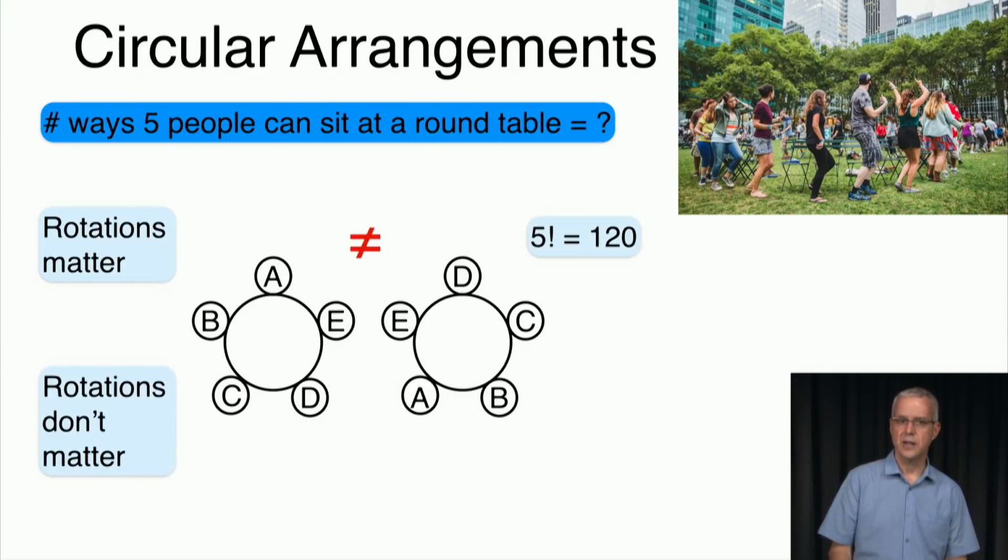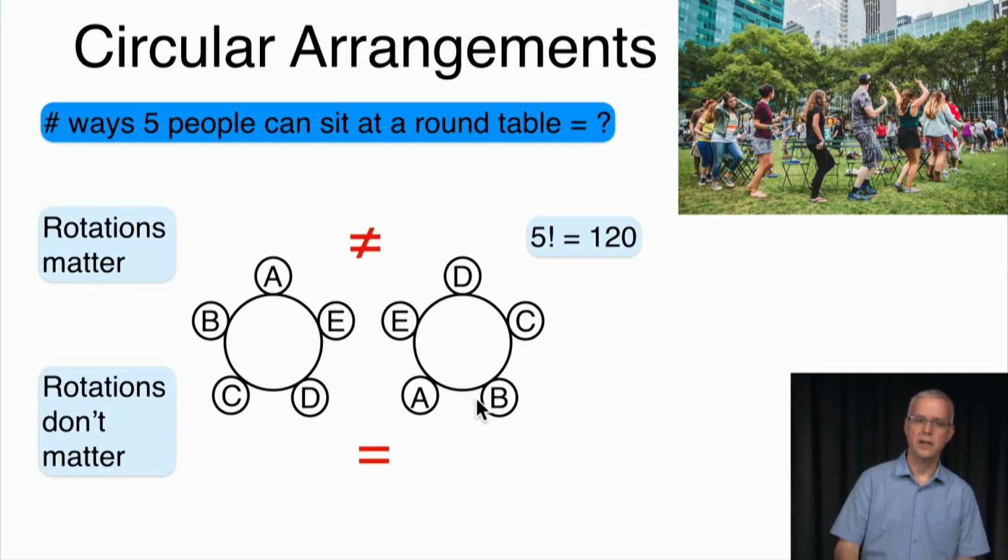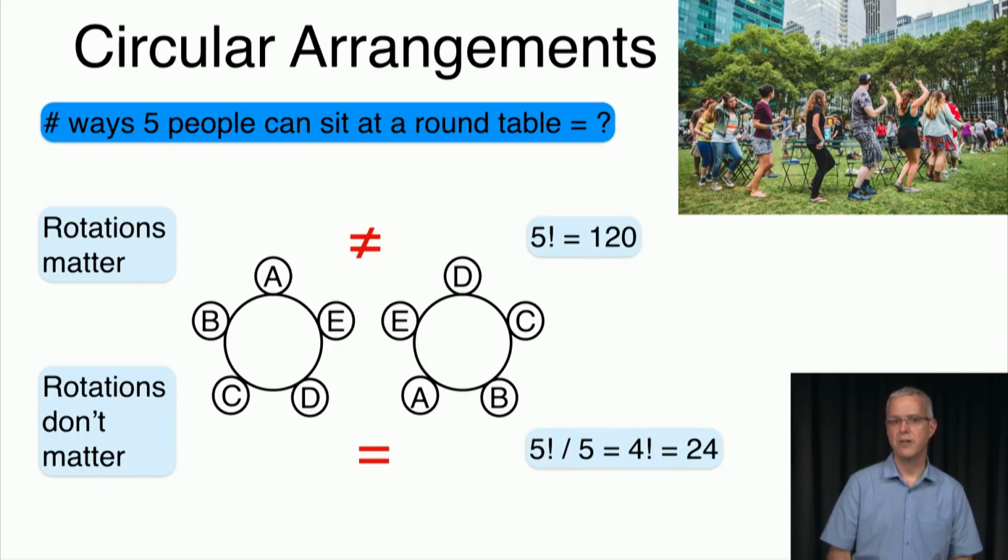On the other hand, if you don't care about rotations, you only care about the relative sitting of the people, then you consider these 2 arrangements to be the same. And in that case, you can see that every 5 permutations that you get here, you'll consider to be identical. So the total number is going to be 5 factorial divided by 5, namely 4 factorial, or 24.